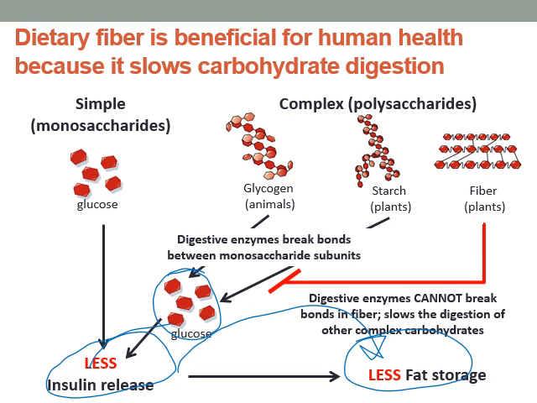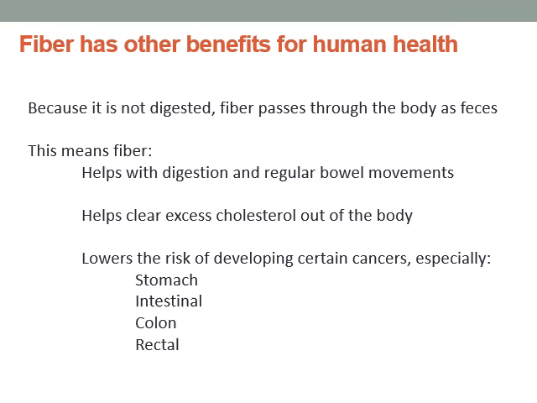Okay. With fiber, which again mostly comes from plants, the digestive enzymes usually cannot break the bonds in fiber. So it slows the digestion of other complex carbohydrates. So again, fiber in moderation, fiber helps you go to the bathroom. You don't want too much of it and you don't want too little of it. Fiber has a lot of benefits for human health because it's not digested. It passes through your body as feces, right? Which means that it helps with digestion and regular bowel movements, helps clear the excess cholesterol out of your body, mostly our LDLs, the bad cholesterol. Also helps lower the risk of developing certain cancers, especially stomach, intestinal, colon, and rectal.